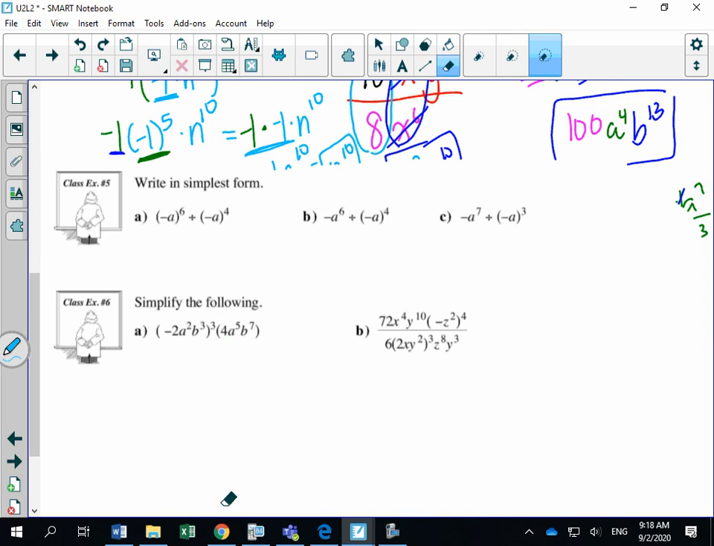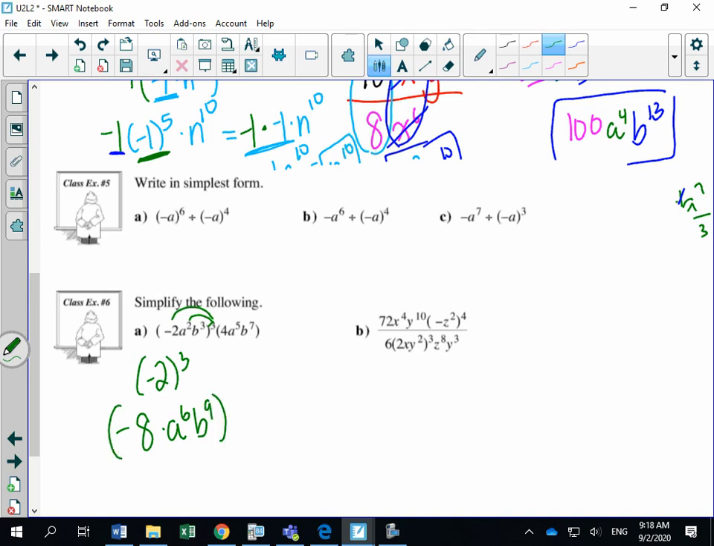Let's redo this. Okay. This 3 applies to the negative 2, the A, and the B. So negative 2 to the power of 3. If you did that, you would get negative 8. Then we're doing power of power. So the A's, 2 times 3 is 6, and the B's, 3 times 3 is 9.